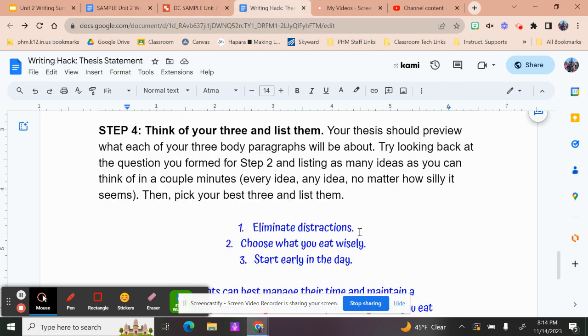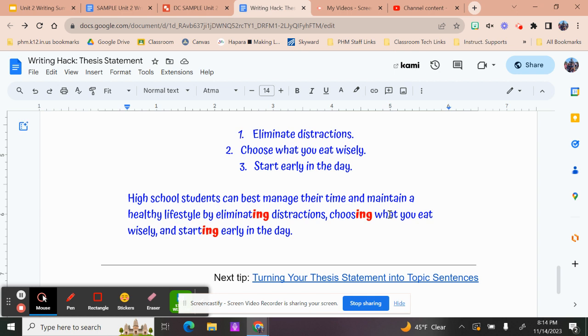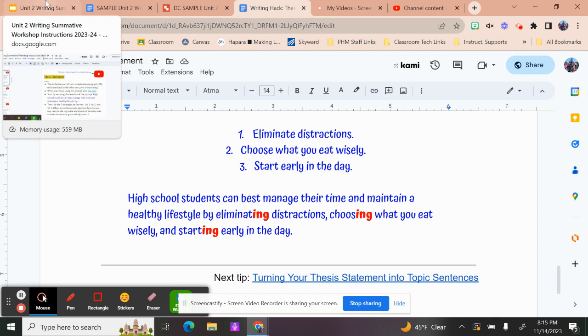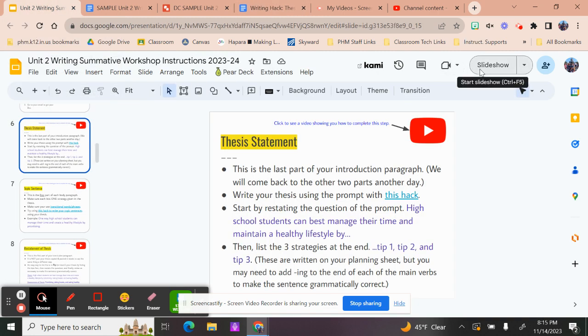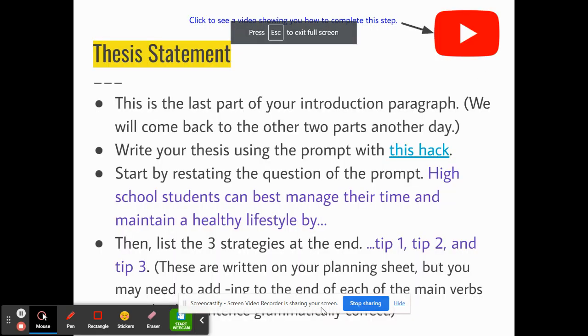And it's the same as what's on the note sheet here, so we can kind of see how that plays out. So I'm just going to list tip 1, tip 2, and tip 3 after the word by. You have to put commas in between each of them and an "and" before the last one. So if we look back at the instructions, it's here too. You list the 3 tips or strategies at the end. You have tip 1, tip 2, and tip 3.